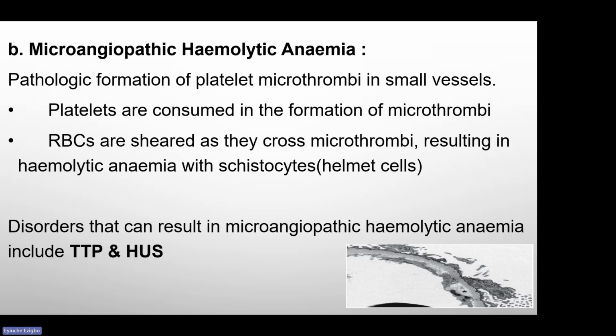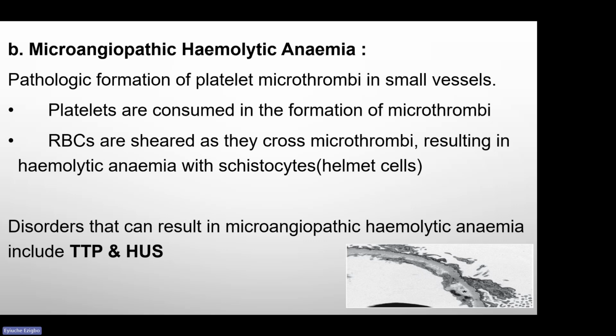As these microthrombi are being formed, of course, platelets play a role, make up the formation of the thrombus and are being consumed in the process. Red blood cells are sheared, okay, that is, they are being destroyed, they are being ruptured as they cross microthrombi, resulting in hemolytic anemia with schistocytes, that is, helmet cells.